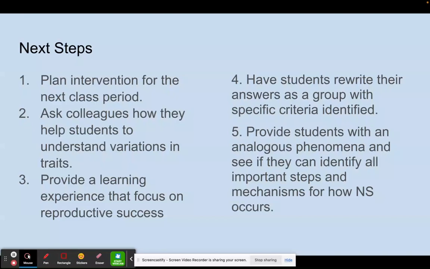And then number 5, another example would be to provide students with an analogous phenomenon and see if they can identify all the important steps and mechanisms for how natural selection occurs. Because what I'm seeing in their explanations right now is they can say this is what happens, but they're not really giving me the connective tissue of what the mechanism is for how we go from variation to a change in allele frequency.